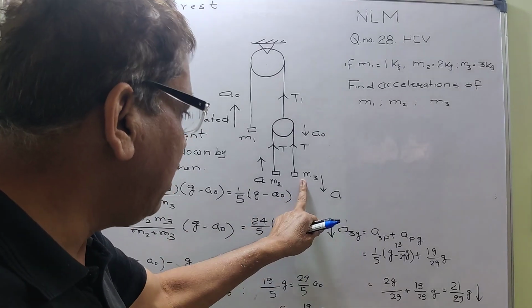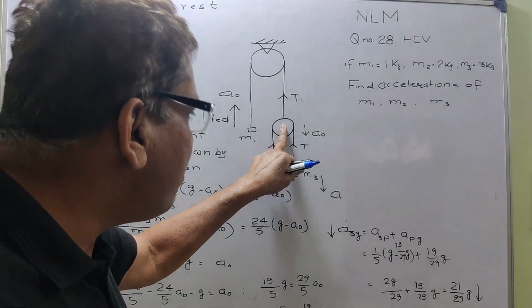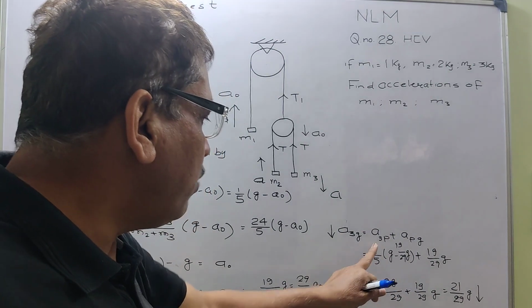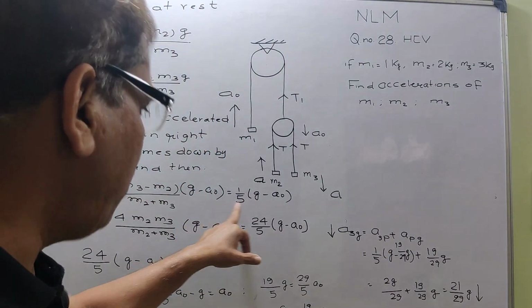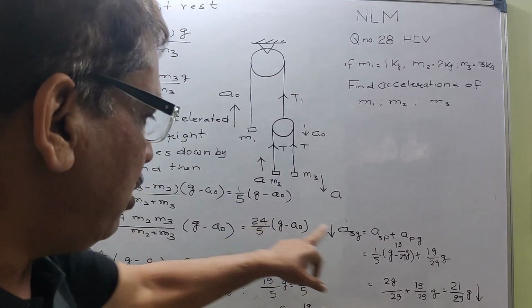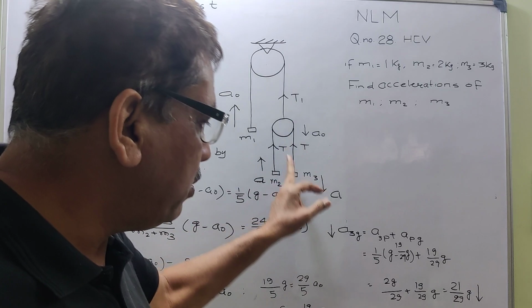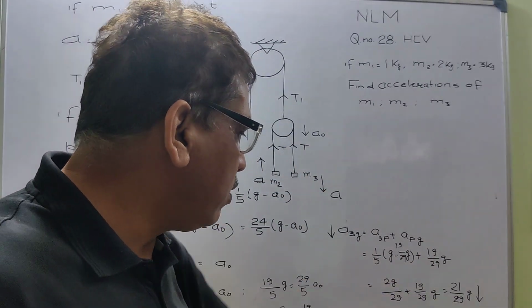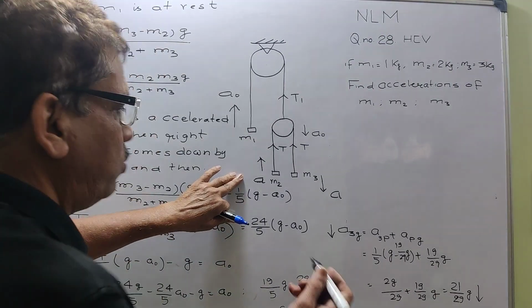Now since A0 is known, I can find out the acceleration of this block with respect to ground. I can write A3 with respect to ground as A3 with respect to pulley plus A pulley with respect to ground. Now A3 with respect to pulley can be obtained from this first, 1 by 5 (G minus A0), with A0 as given, and the acceleration of the pulley with respect to ground is this much.